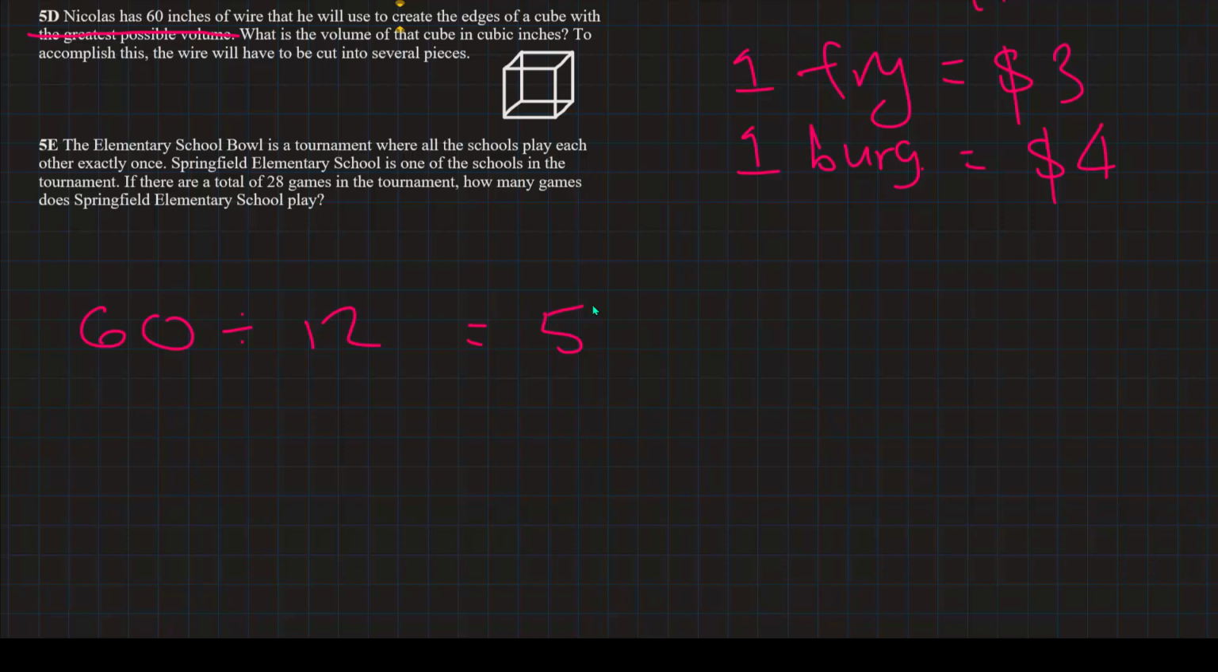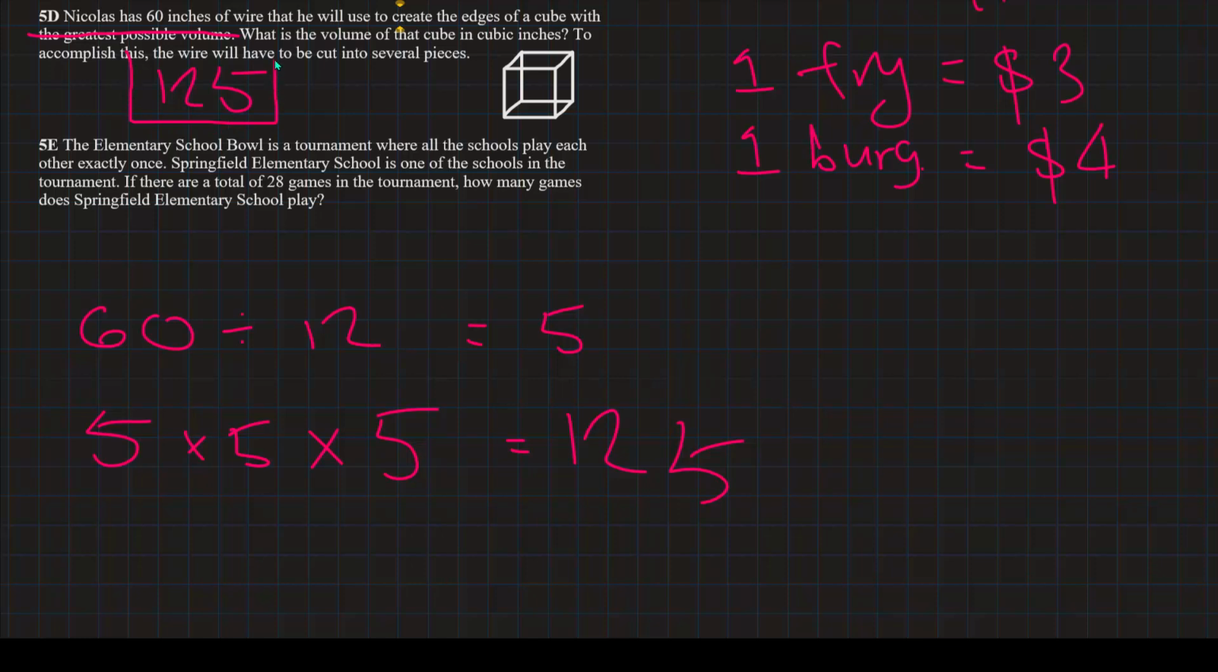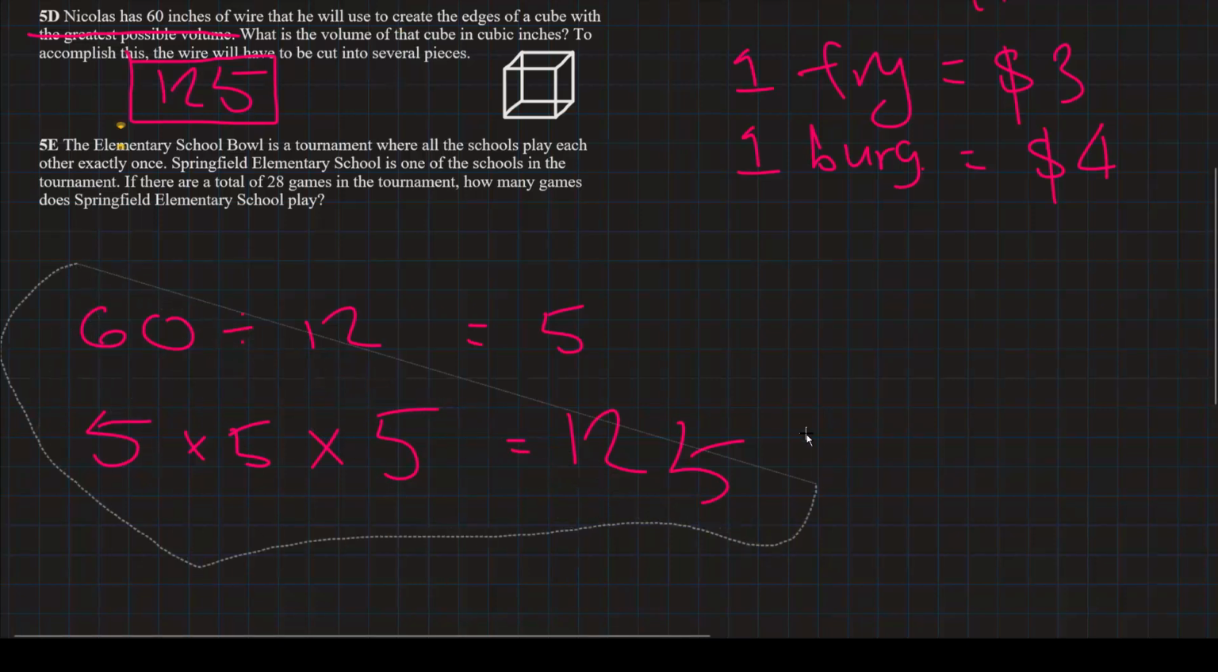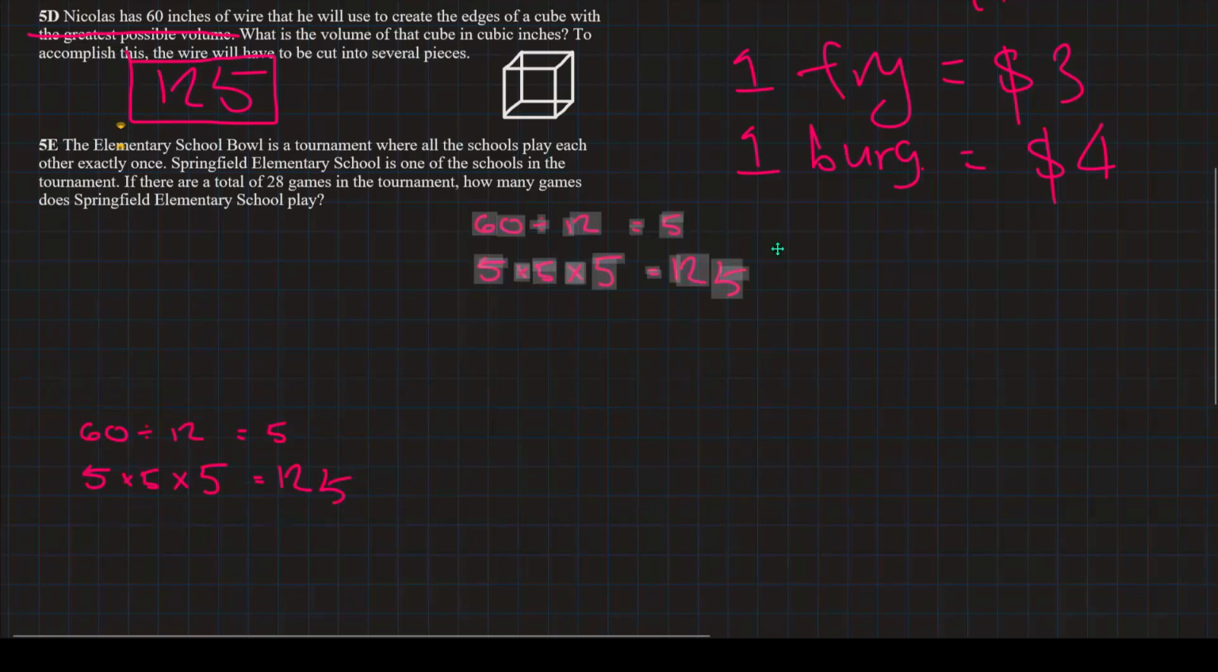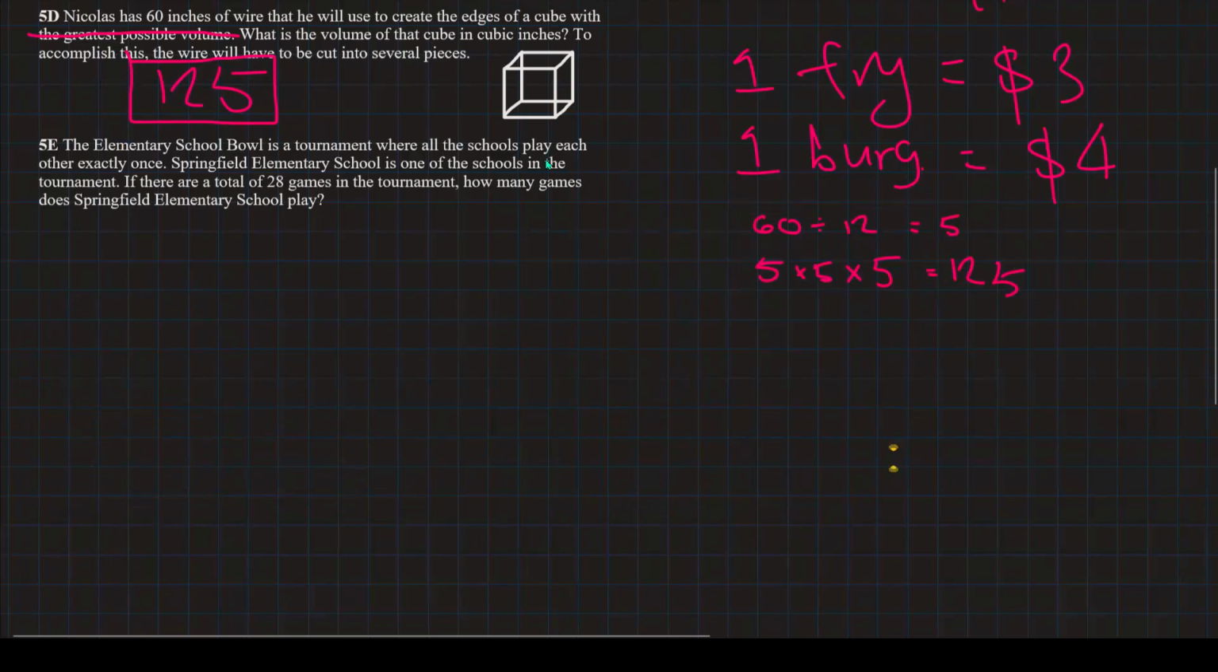Now, if each edge is 5 inches long, what would be its volume? Well, that would be 5 times 5 times 5, which is equal to 125. So what is that volume? That would be 125 inches cubed. But since this is a contest and it does not require your unit, I'm just going to write 125. Okay, so that is our fourth question. Pretty simple, right? Let me put that off to the side, and we can move on to our last question.